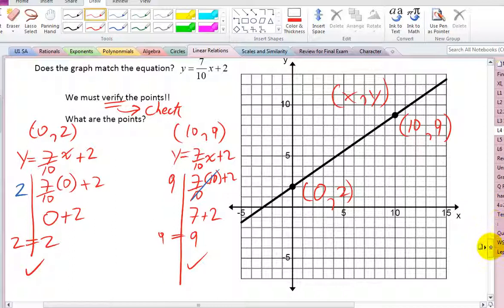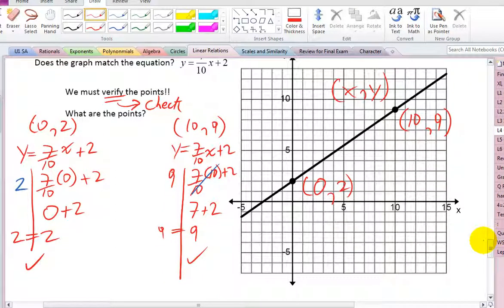So, when we check left side equals right side for both points, that equation belongs to that line, or that line belongs to that equation. Okay. If we got something incorrect, like 12 equals 8, 12 doesn't equal 8. So that means that point is not part of the equation. Okay. Any questions?